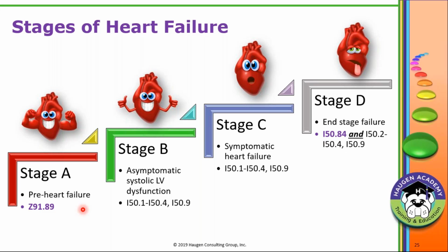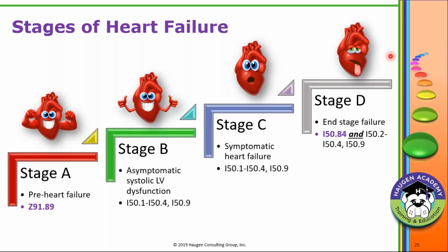But if he says it's a stage A heart failure, it actually codes as an other specified personal risk factor, code Z91.89, and not as heart failure. Stage B means that the patient has asymptomatic left ventricular dysfunction. That does code to the I-50 codes. Stage C is symptomatic. You can see that my heart is starting to look a little more alarmed at this point, and also is coding to the I-50 codes.